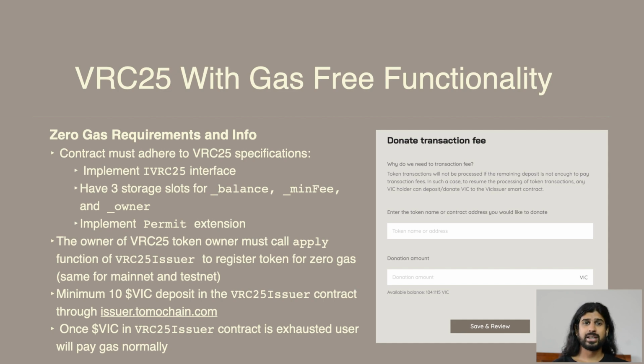And note for testnet, you can request tokens through our faucet. So now, when there is a transaction call to your VRC25 token, the gas fee will be paid by the issuer contract. When the VIC in the issuer is exhausted, users are going to pay their gas fees normally unless you deposit more VIC into the smart contract.